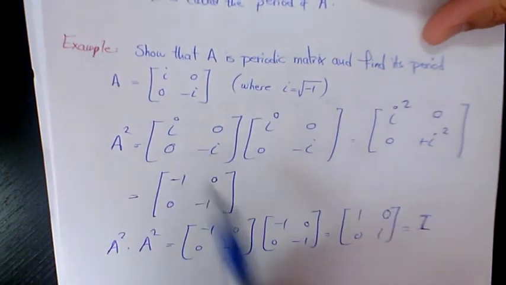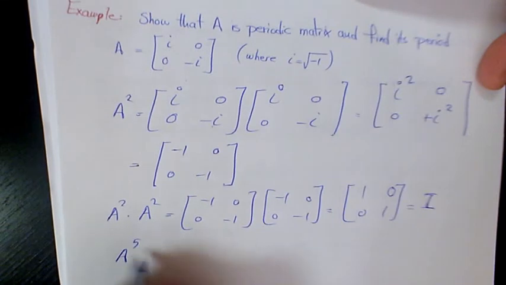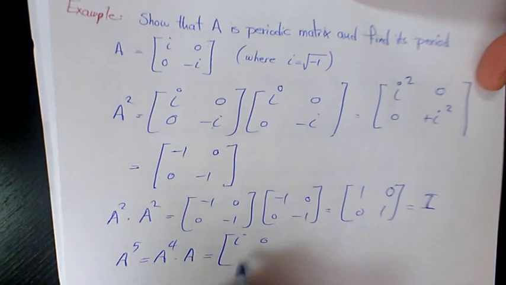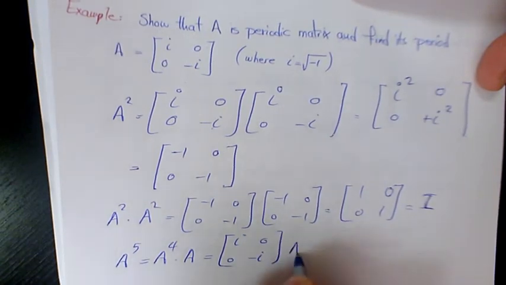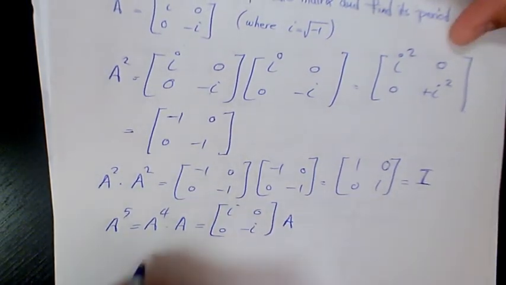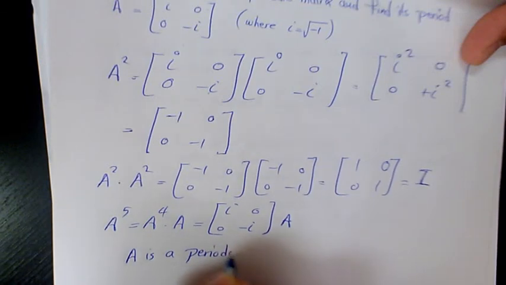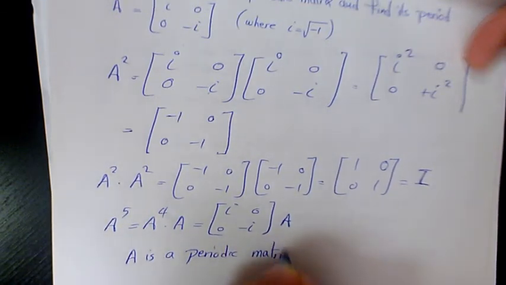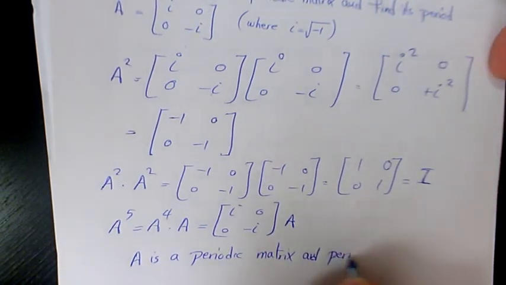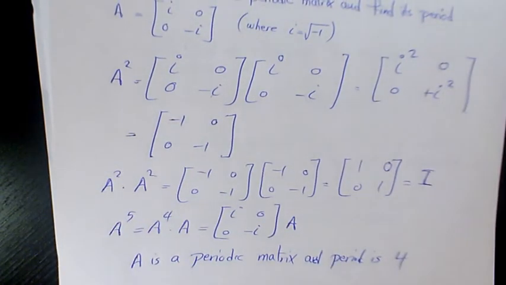Now if you multiply it by the first matrix, which is A, let's say A to the power 5 is A to the power 4 times A. That's going to be equal to A. So A to the power 5 equals A. So we're going to say A is a periodic matrix and period is 4, because 4 plus 1 is 5.